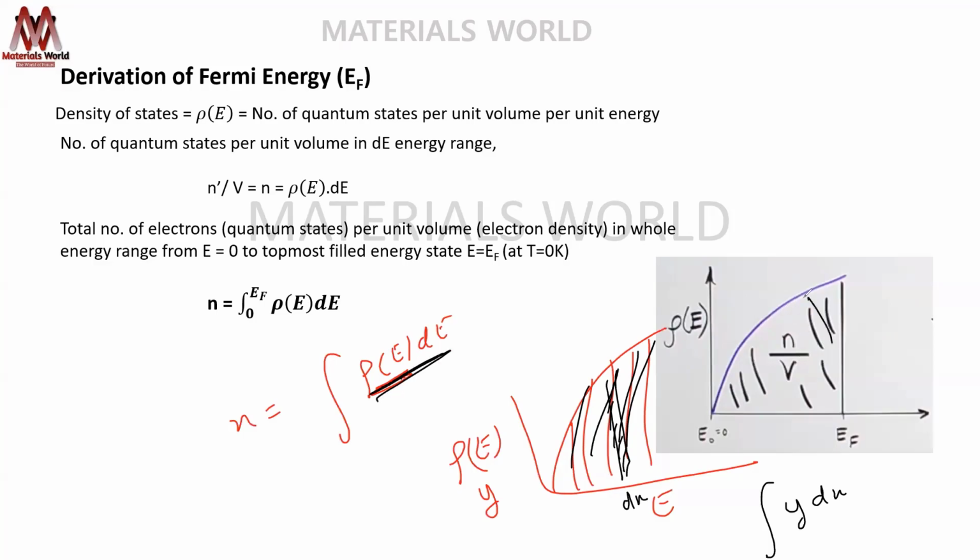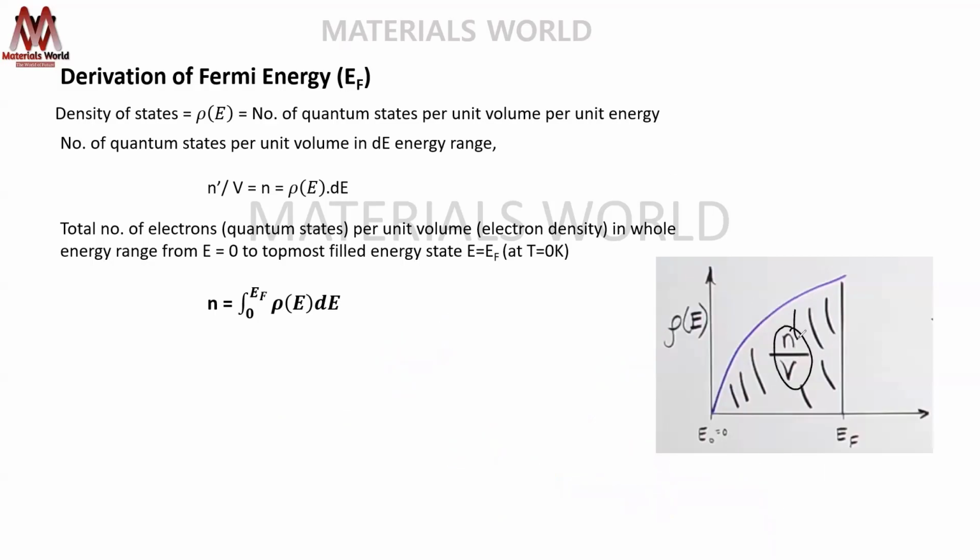So the area under the curve is the number of electrons per unit volume. I will rather use N by V as just N, and by definition it is the number of electrons per unit volume. Actually, I should write this N as N dash. This N dash is the total number of electrons in volume V, and if you divide by V, the number of electrons per unit volume is N. This is the electron density per unit volume. You got my point? So this is the way you can represent the same thing, integration.